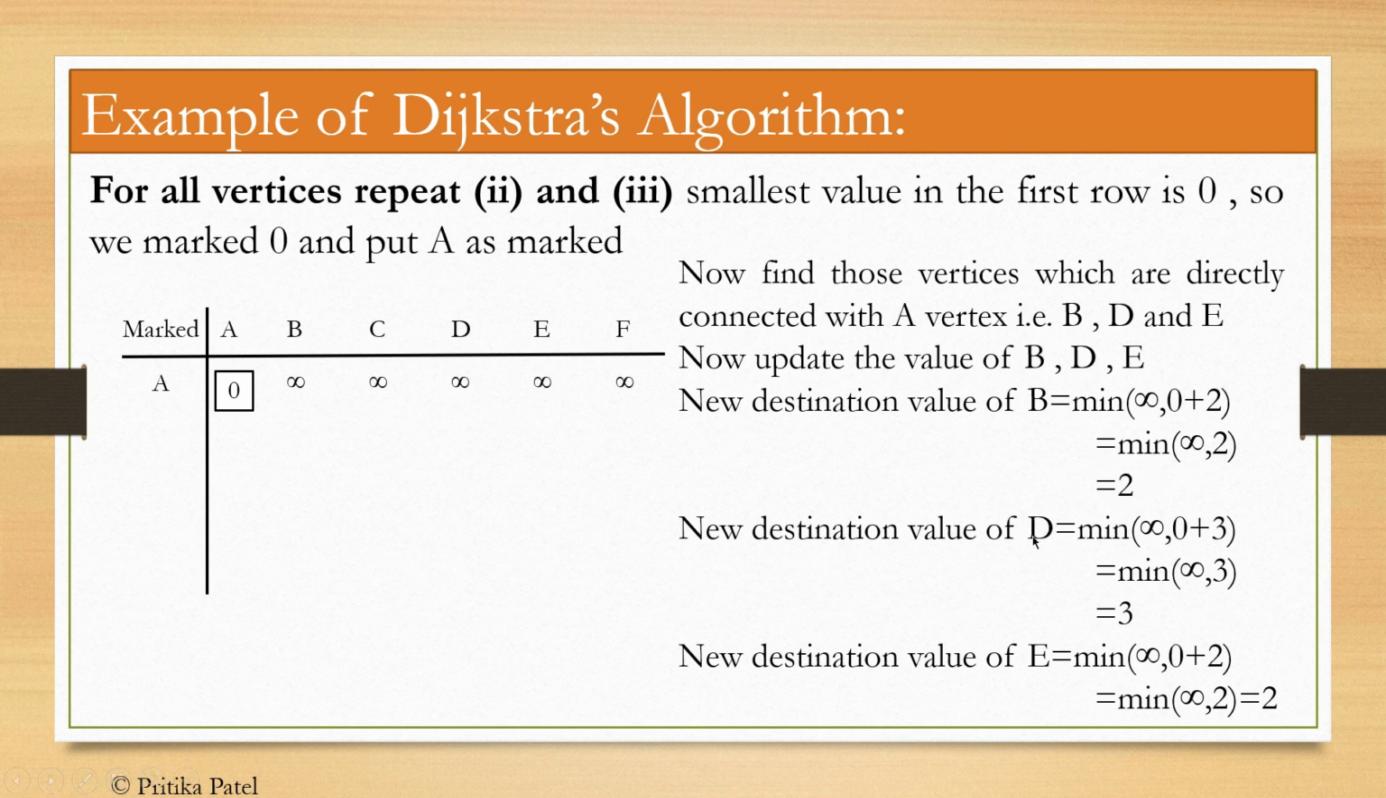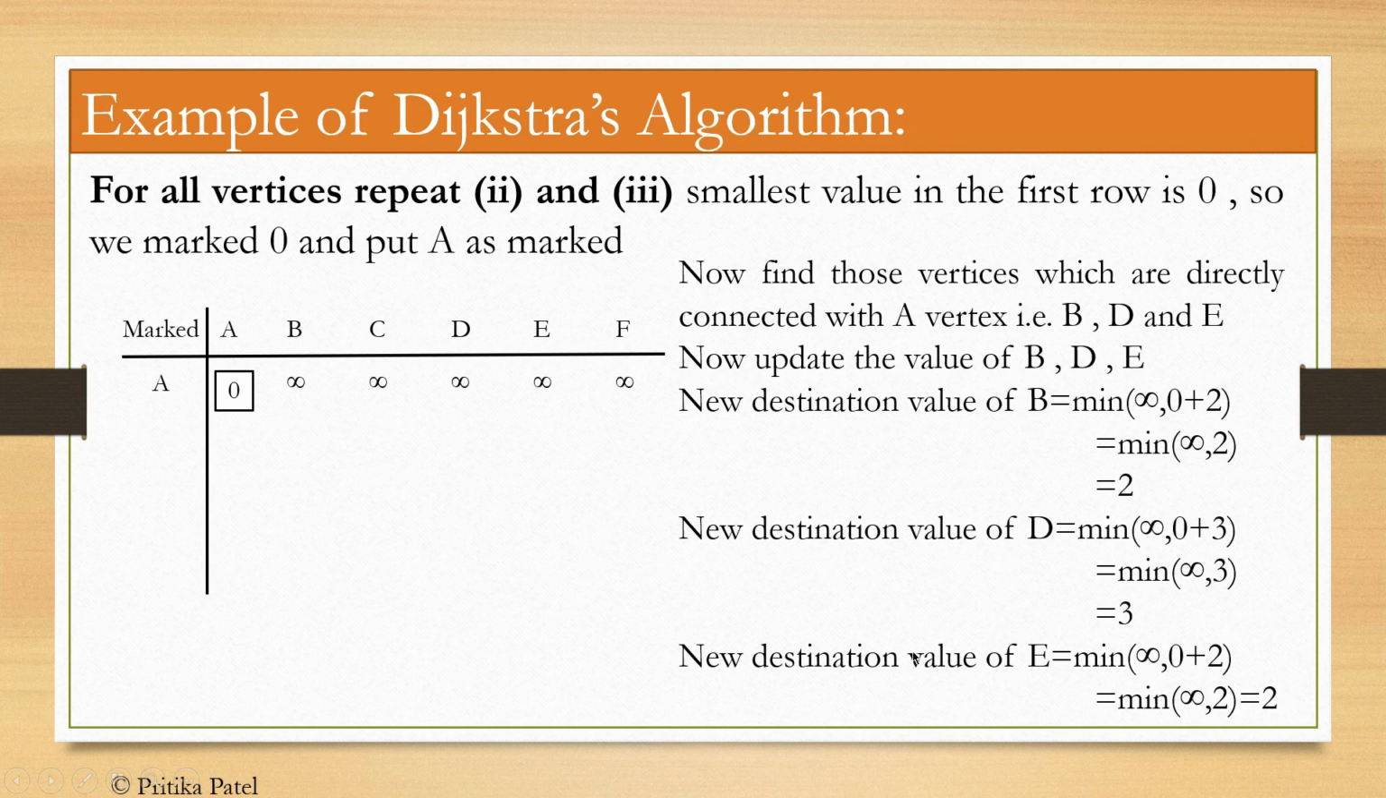Now we have to update the value of D. In the same way, D is equal to the minimum of the old value of D, that is infinity, comma, mark value 0 plus the weight of edge A to D, that is 3, which is given in the graph. So the minimum of infinity and 3 is 3. So the updated value of D is 3.